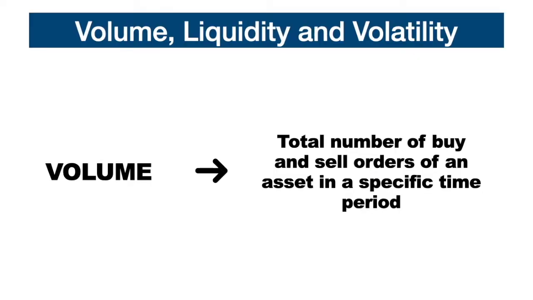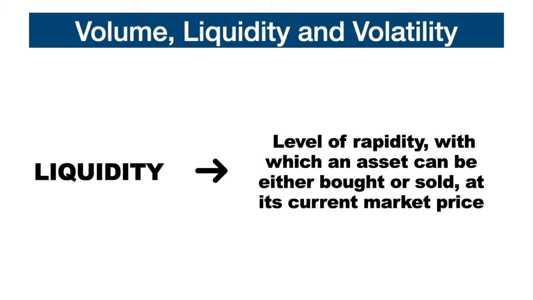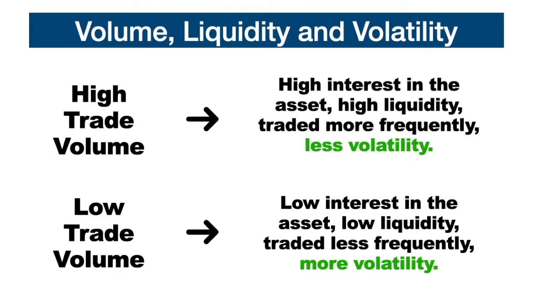The term volume refers to the total number of positions that have been opened during a given period of time. The term liquidity refers to the level of rapidity with which an asset can be either bought or sold at its current market price. Volume and liquidity are considered interrelated, because the trading volume is an indicator of the total liquidity in an asset. A higher trade volume indicates a greater overall market interest for a particular asset, as well as an indication of a high liquidity level.